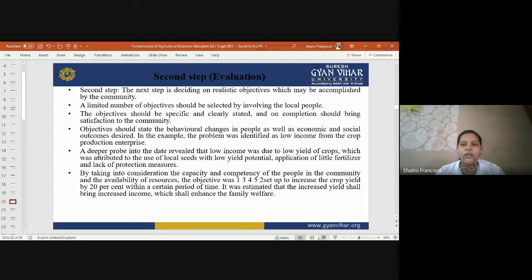Okay, then a limited number of objectives should be selected by involving the local people. So it's not like I went to the field, saw this thing was much better and this thing was not better, and so I will make all the objectives on the better part. I have to see both parts, and we have to accomplish both things together, so that we can bring a desirable behavior change in the people, so that they can take a step to develop themselves economically and socially.